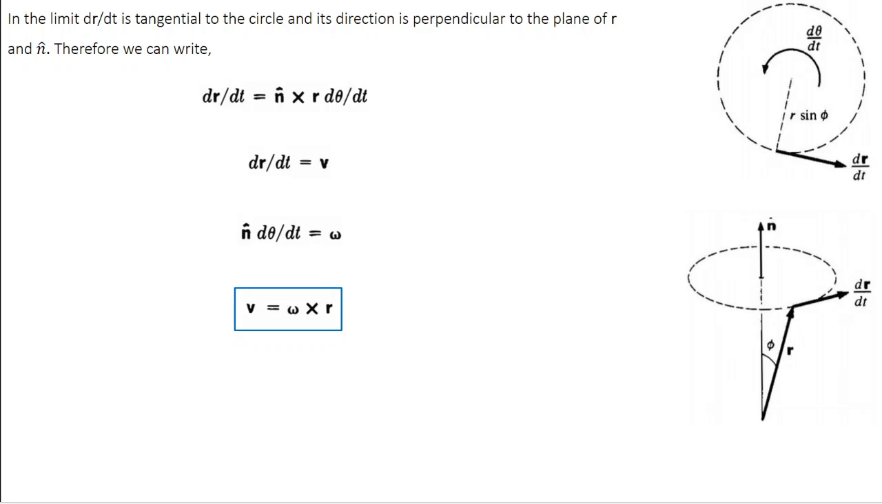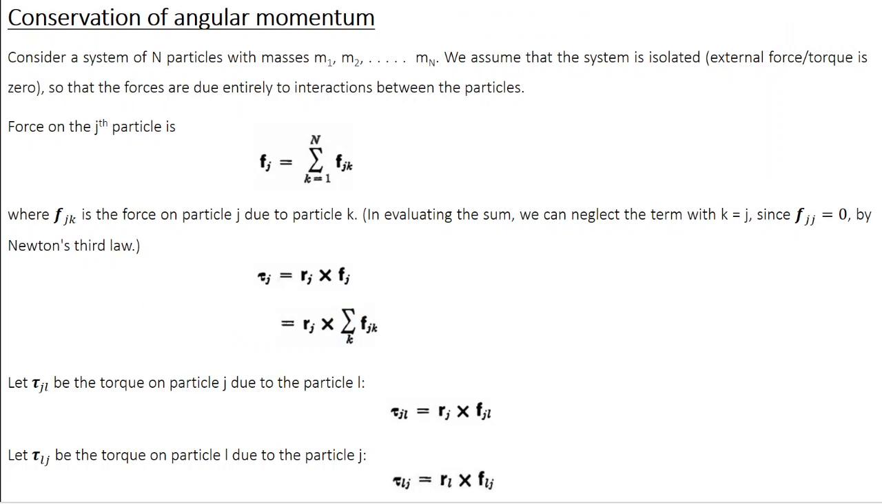And finally, coming to the conservation of angular momentum. In the case of translational motion, we have seen that when the total force acting on a system is 0, its linear momentum, or simply momentum, is conserved or remains a constant. In other words, in the case of an isolated system, the linear momentum is always conserved.